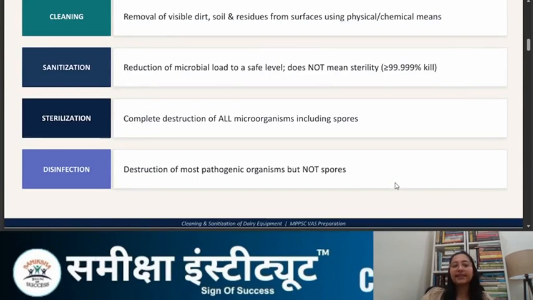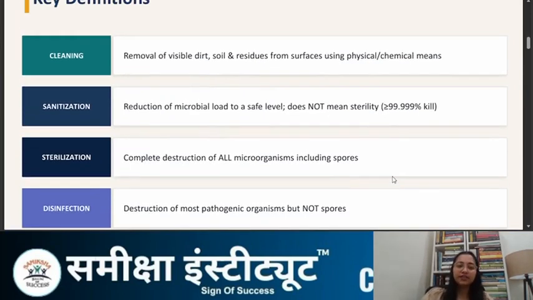So what do you mean by cleaning? Cleaning is removal of the dirt, visible soil, residues, etc. using physical and chemical means. And what do you mean by sanitization? So it is reduction of the microbial load to a safer level, which does not mean sterility. Sterility means all of the microbes including spores should be completely destroyed, whereas sanitization means reduction in the microbial load.